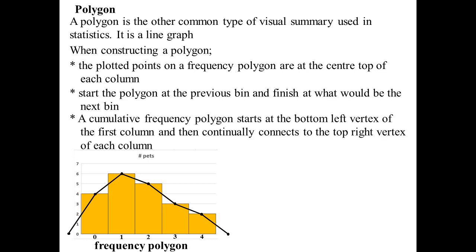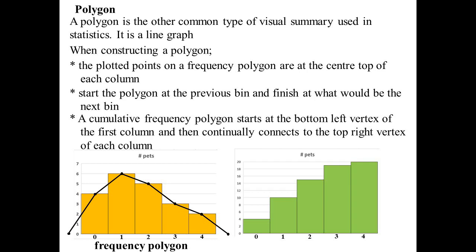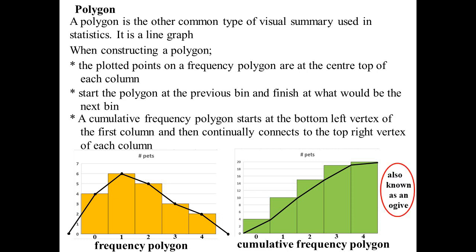The cumulative frequency polygon's a little bit different. We start the cumulative frequency polygon at the bottom left vertex, and then we join to the top right of each column, like so. So there's our cumulative frequency polygon. You'll notice I started there at 0, 0. So the first column is basically the diagonal of the column, but then we join up with the top right-hand side of each column. Sometimes you'll hear a cumulative frequency polygon called an ogive.